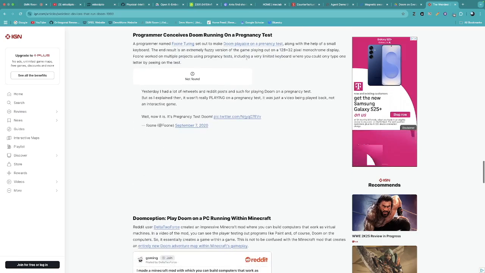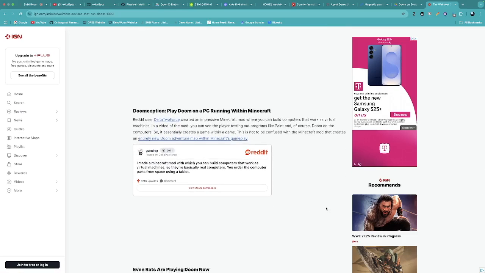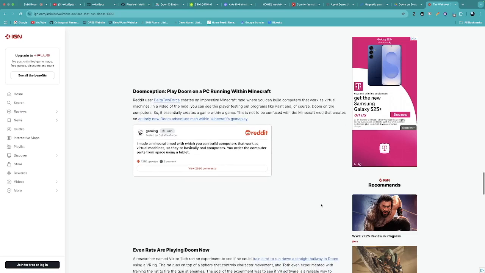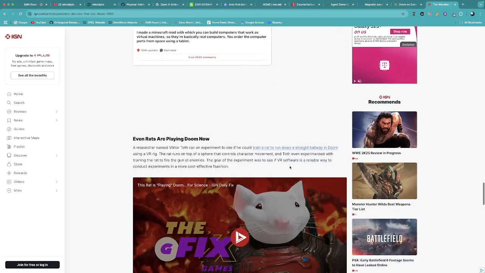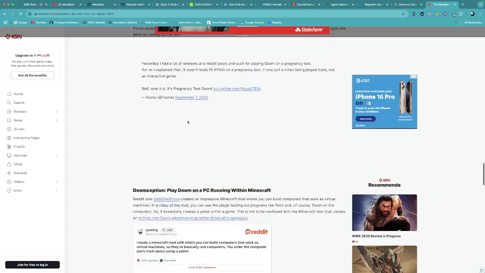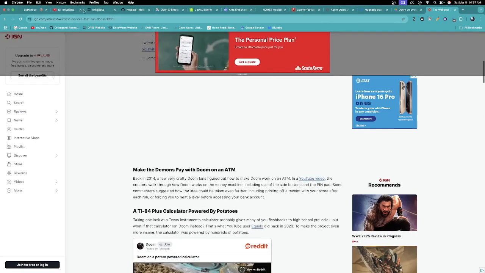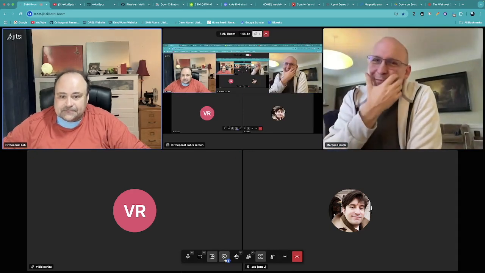So apparently someone also put Doom on a pregnancy test. Again, the pregnancy test has a small display, but it has a decent amount of computational power, especially compared to the hardware we had in 1993. And you can play Doom on a PC running within Minecraft and other things, in VR for rats even. So that's this idea of running Doom on everything.